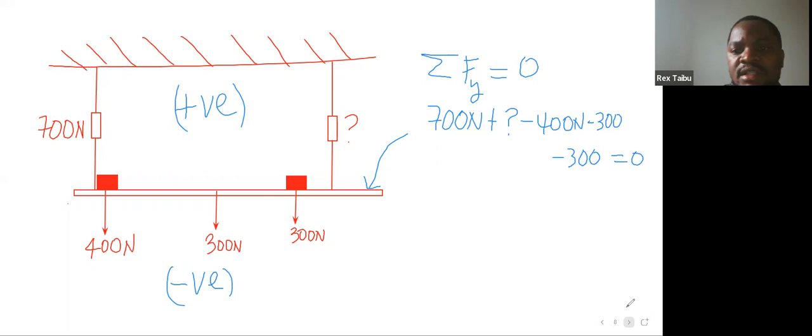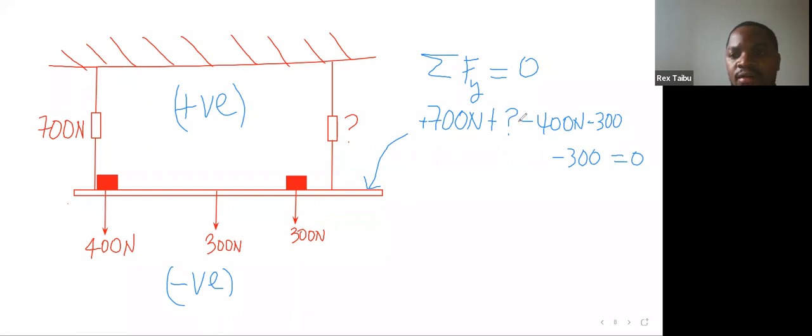So I made sure that this 700 is positive because it's acting upward. The question mark should be positive, of course, and then everything acting downward will be negative. So I have the weight of the crate. The weight of the crate here is 400, acting on the scaffold. 300 newtons would be the weight of the scaffold itself, pulling the scaffold downward. And I have another crate here acting on the scaffold, pulling it downward 300. All these forces are acting downward, so they have a negative sign here. And then this one is positive, acting upward.